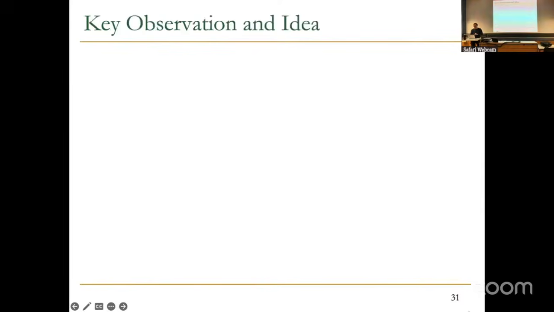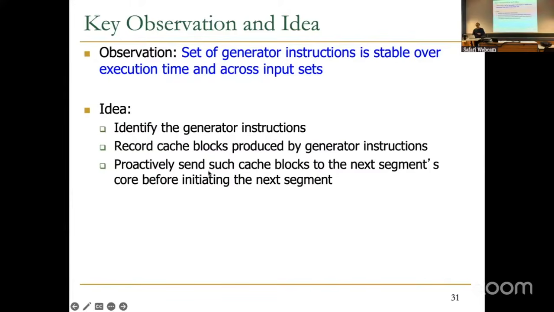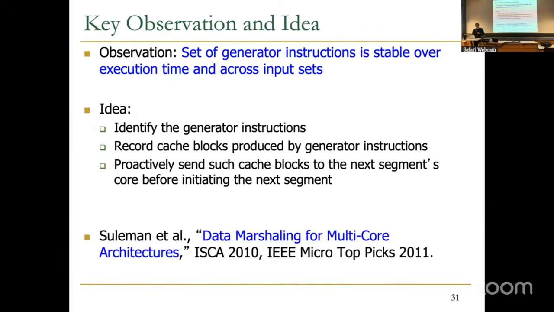Okay, so basically, this work makes a key observation that the set of generator instructions is stable over execution time and across input sets. Basically, the generator instructions that generate these values are producer instructions. You can also think of them that way. And then they're consumed by instructions on other segments. And if you can somehow identify these generator instructions, and we're going to identify this in software actually, but you could do this in hardware also, I think, then in hardware you can record the cache blocks produced by the generator instructions, and proactively send such cache blocks to the next segment's core before initiating the next segment. And that's the idea over here. And this is the idea that's discussed in this paper.